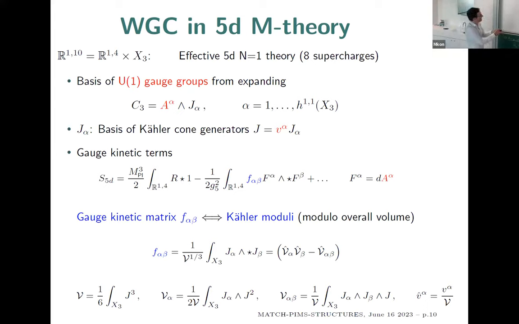What stands here is 1 over the coupling squared. So when this is large, then the coupling is small. So perturbative, weak coupling means large f_{αβ}, quote unquote, in a certain way. And this means large volume. And which volumes? These are volumes of certain divisors and volumes of certain curves on X. So that's the only message here. Controlling the couplings means controlling the Kähler moduli of the Calabi-Yau.